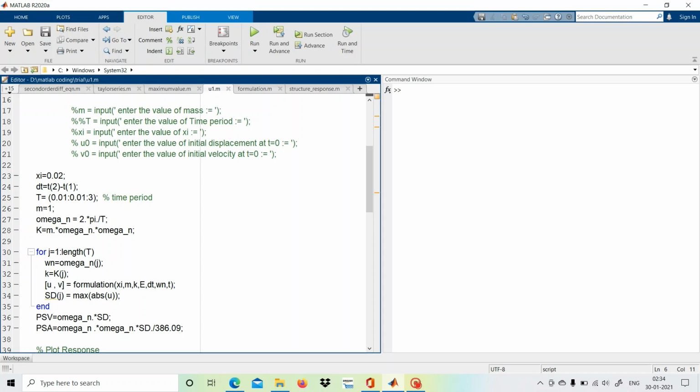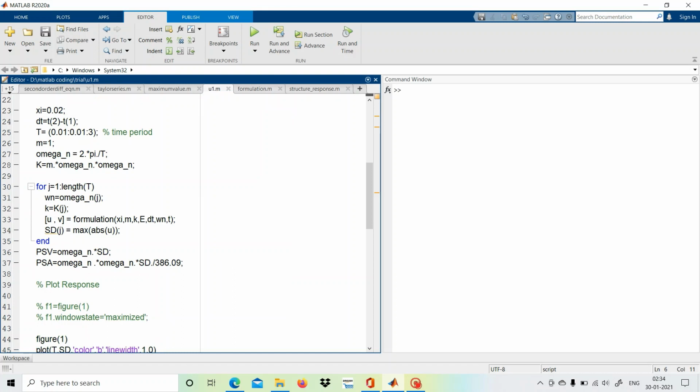And now the mass is 1, and the natural frequency, we know, is 2 pi by T. So if T is a vector, because it would be 0, 0.01, 0.02, a lot of structures having different time periods of the building, it will take all those. So it would be a complete column format. Therefore omega n would also be a column vector, and k is m times omega n square. So if this value T is changing, omega n will also be a column vector, then stiffness k would also be a column vector. Okay.